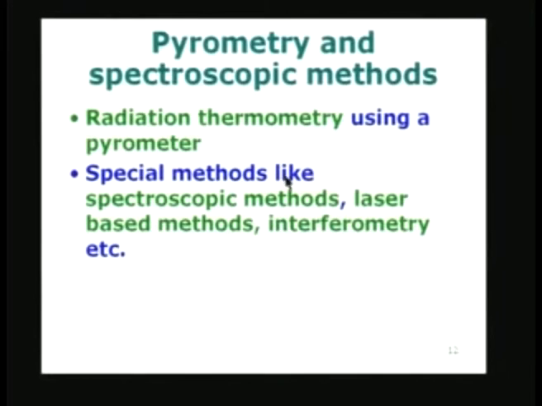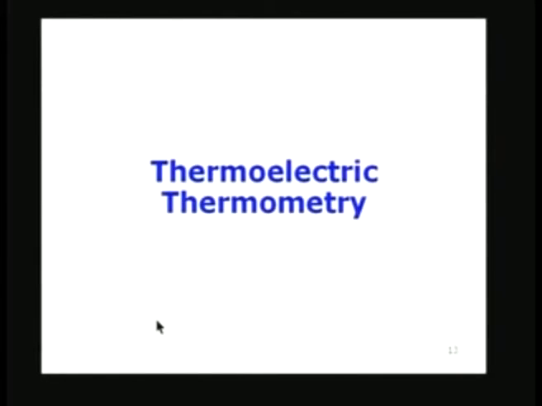There are also special methods like spectroscopic methods, laser based methods based on fluorescence, for example, interferometry and so on. These are somewhat advanced, and maybe we will just have a little bit of time to touch upon this. We may not be able to consider them in great detail in this particular course. I am just giving it here for the sake of completeness. So with this background, we can now look at different types of thermometers.